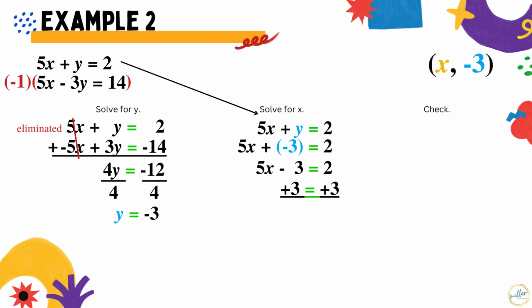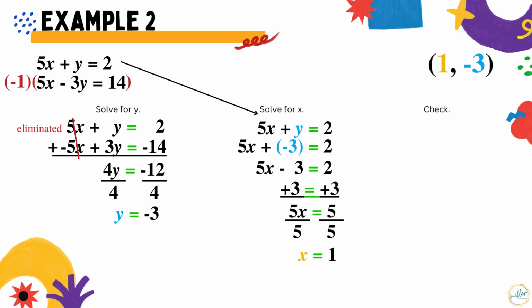Then we can add 3 to both sides to get the x term by itself. We have 5x equals 5. And if we divide both sides by 5, we end up with x equals 1. So now we have our x value and our y value.